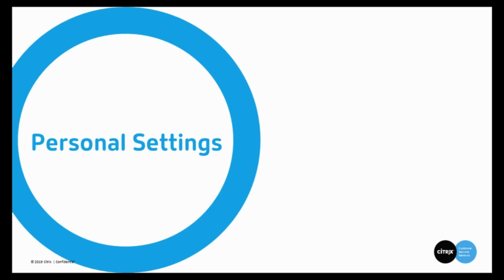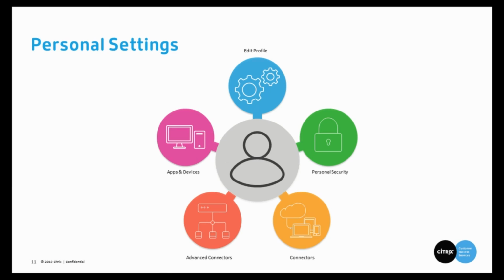Now, personal settings. Perfect. I'm glad to go through personal settings. So in our personal settings, we have 5 different settings. We have Edit Your Profile, which is where you can go and easily change your password. You can update your email address and even update email notifications. We also have Personal Security. So this is where you can update your 2-step verification for your phone or any mobile device that you have to provide an extra layer of security.